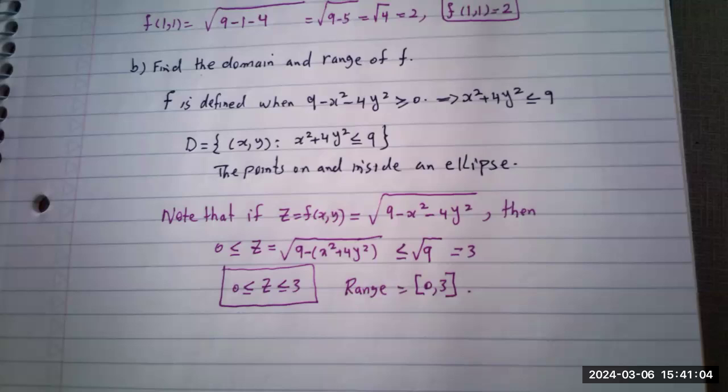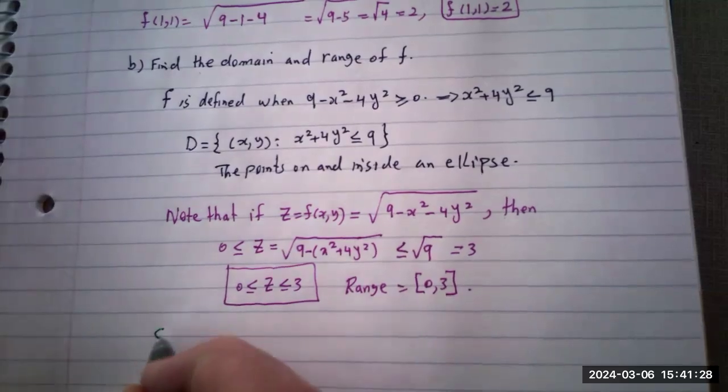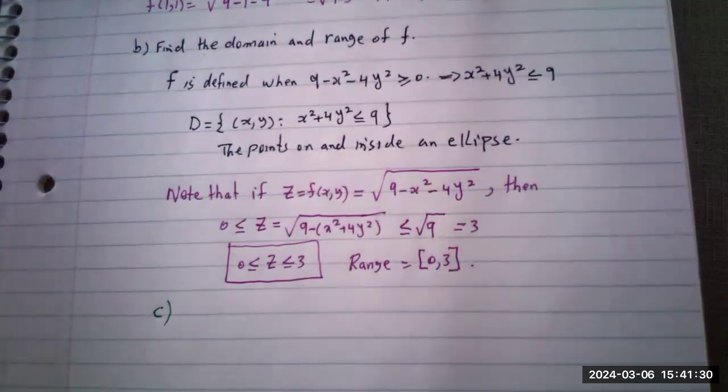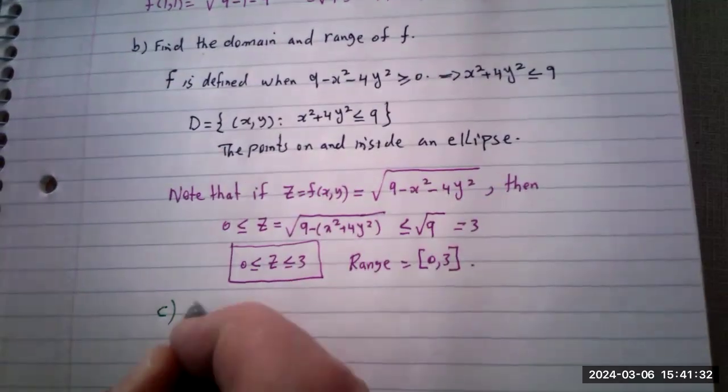Since the range is just a set of numbers, the set of numbers are going to be on the number line. So in this case, the range is the closed interval of 0 and 3. So what else? We want to know what's going to be the graph of the function. So part C of the same problem. Part C asks to identify the graph of the function.